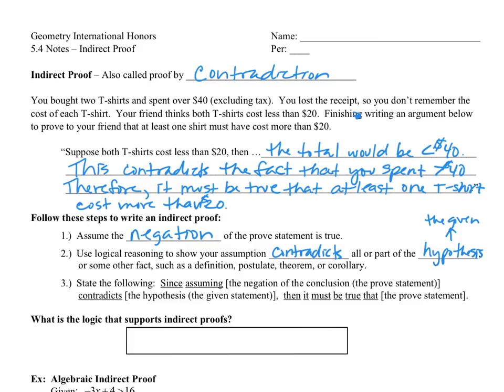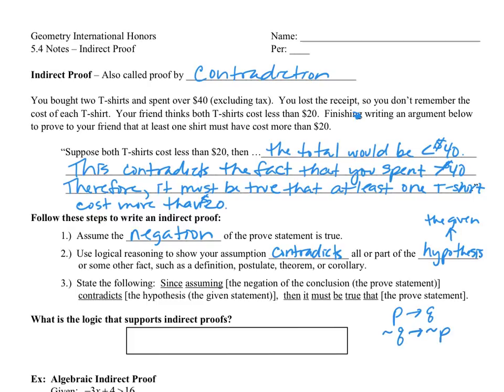So we'll look at a few examples of writing proofs in just a second, but I want to tell you what the logic is that allows these indirect proofs to work. It goes back to what we learned early in the semester when we were learning about conditional statements. A conditional statement looks like this, and its contrapositive. Remember, the contrapositive of a conditional statement is when we negate both the hypothesis and the conclusion, and we switch them. So a contrapositive would look like this. Not Q implies not P.